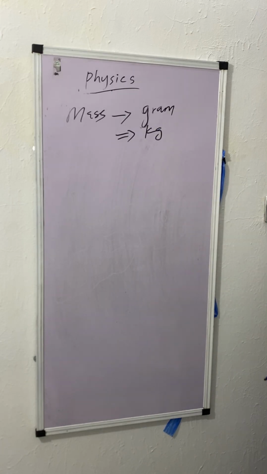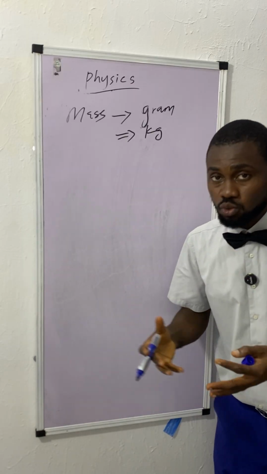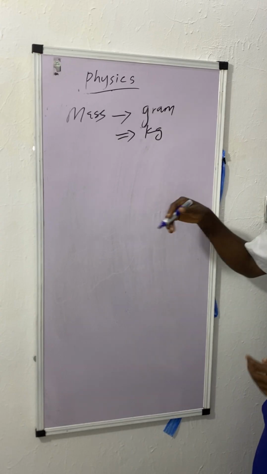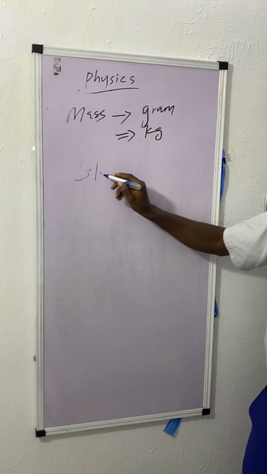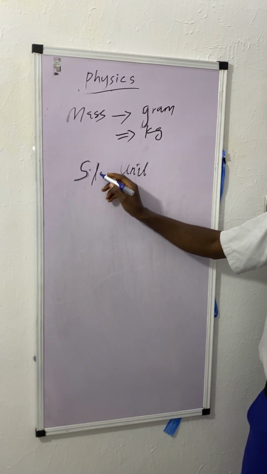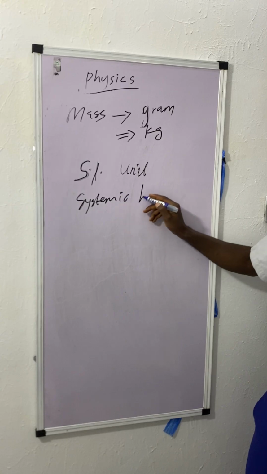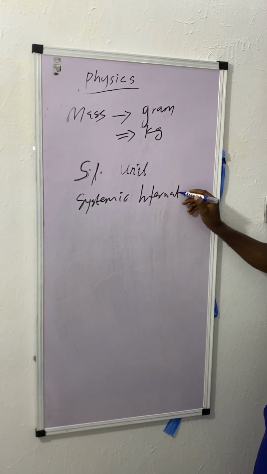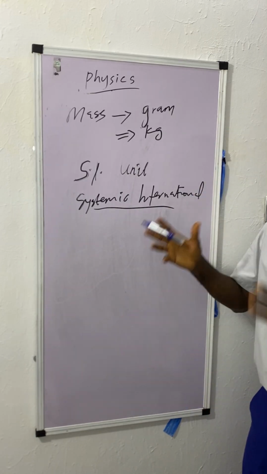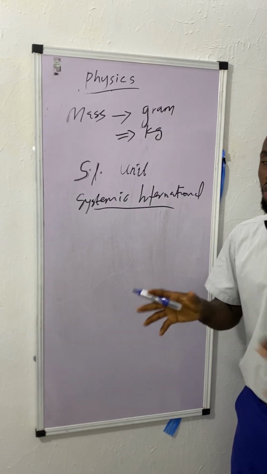But SI unit says there is a standard, a unit that is widely acceptable for measuring a physical quantity. And what is that unit? It's called the SI unit. And what is the full meaning of the SI unit? It means the Système International unit, widely and globally acceptable for the measurement of a particular physical quantity.